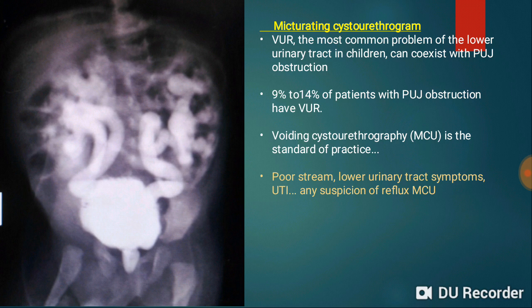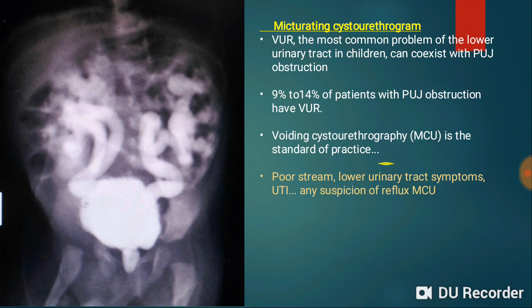The other investigations in our armamentarium include the micturating cystourethrogram. Why do we have to do a micturating cystourethrogram? Because vesico-ureteric reflux is the most common problem of the lower urinary tract in children and coexists with pelviureteric junction obstruction. In 9 to 14 percent of pelviureteric junction obstruction patients have vesico-ureteric reflux. So MCU, or voiding cystourethrography, is standard practice before further assessment of hydronephrosis, to rule out vesico-ureteric reflux.